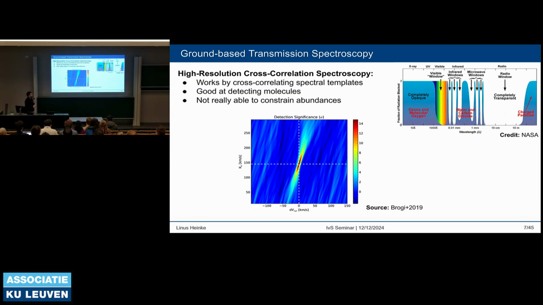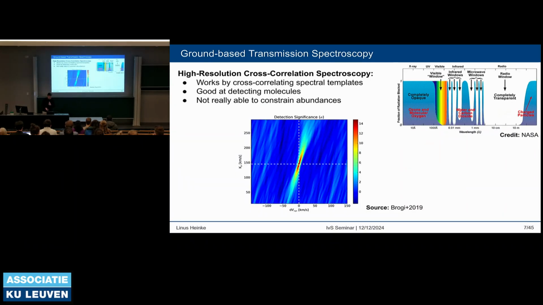We cross-correlate these spectral templates, and then what we can do with that is that we can detect molecules. And the main thing we can do with that is just detect, because we don't get these transmission spectra over a wider range. It's harder to obtain these constraints on abundances. So yeah, good for detection, not so good for understanding how much of a certain molecule is in an atmosphere.